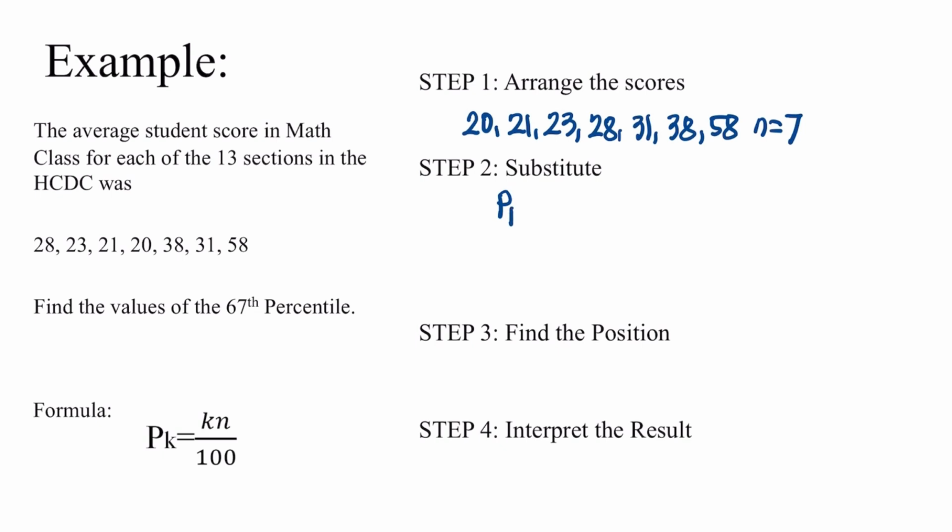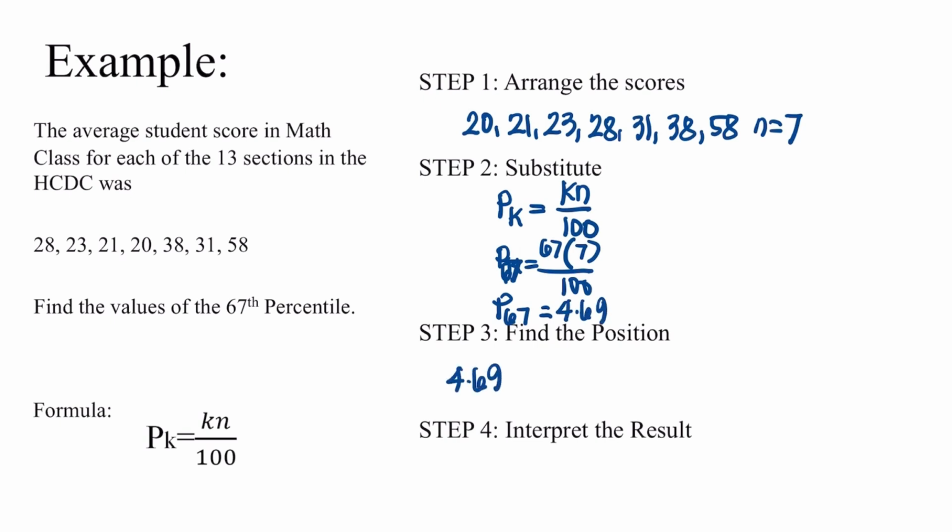Then substitute in the formula, P sub k is equal to kn over 100. Our k is 67. So P67 is equal to 67 times 7 divided by 100. Take note, this is P67. So P67 would give you 4.69. And round it off, take note, round it off. Therefore, this is equal to 5. Therefore, the 67th percentile is in the 5th position.